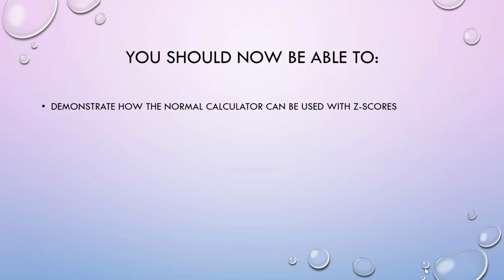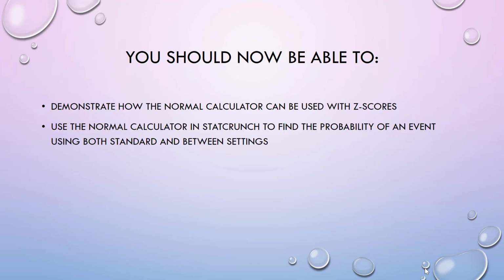You should now be able to demonstrate how the normal calculator can be used with z-scores. Use the normal calculator in StatCrunch settings to find the probability of an event using both standard and between settings.